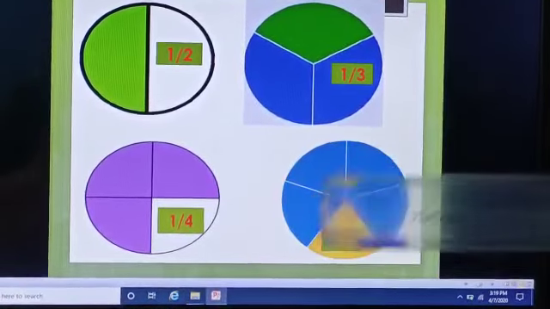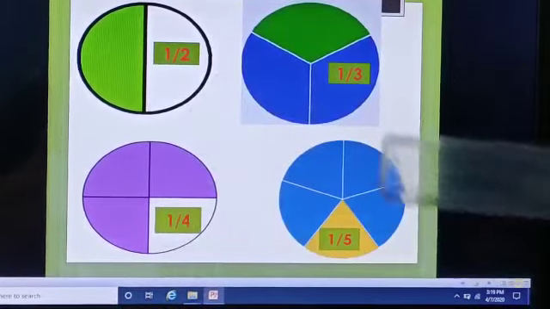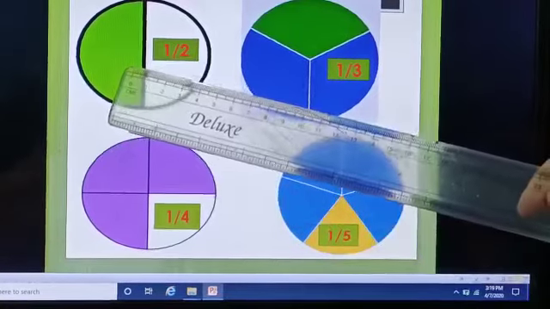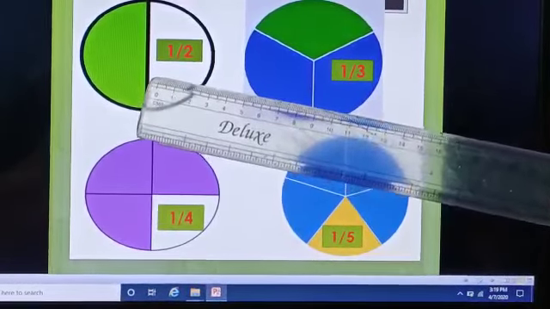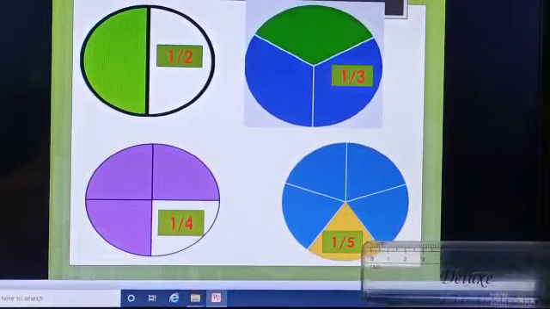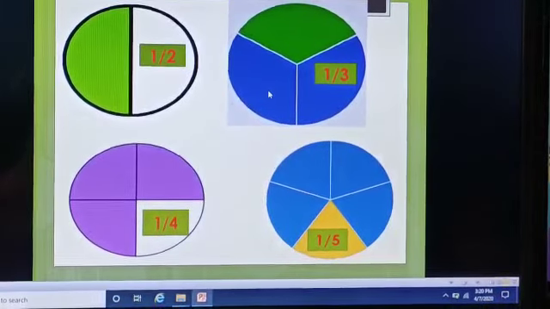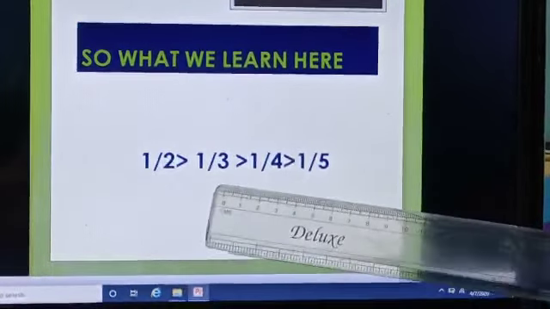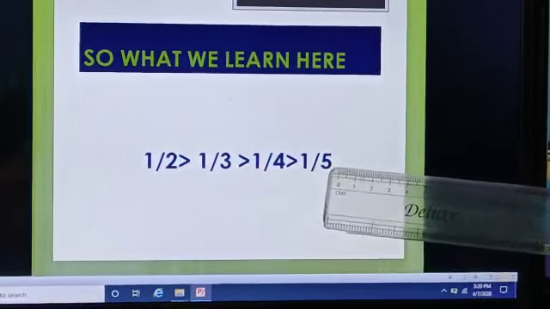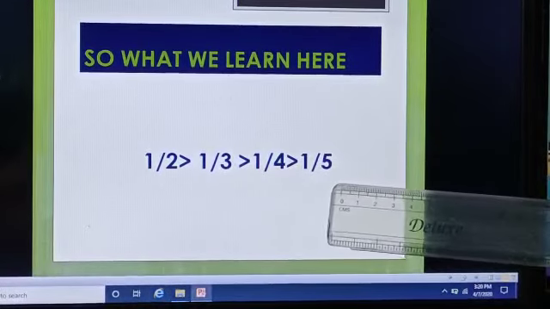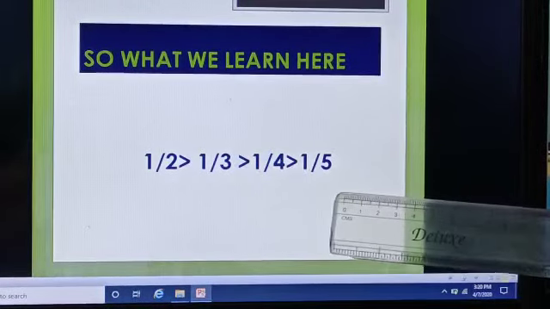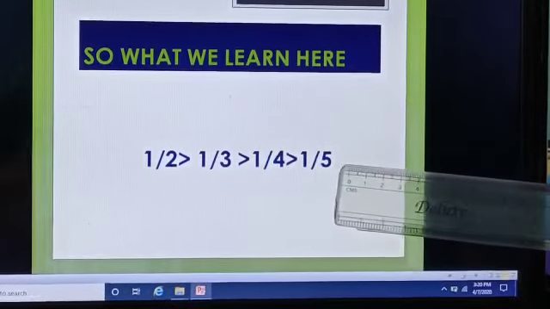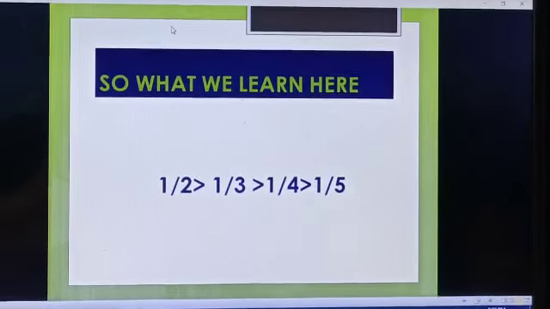So now when we see all four circles together, we observe that the part marked as 1 by 2 is the biggest one and the part marked 1 by 5 is the smallest one. So once again look here, 1 by 2, 1 by 3, 1 by 4 and 1 by 5. All are unit fractions. And what is the relation between them? Again we can see 1 by 2 is the greatest one and 1 by 5 is the smallest one.